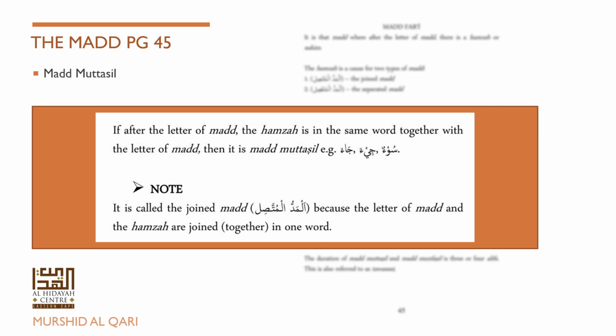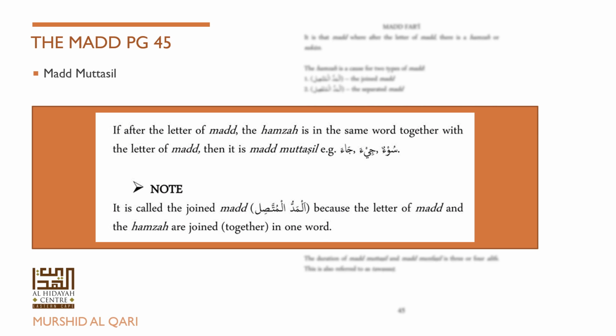If you look at ja'a, the letter of mad is the alif in ja, but following it in the same word, there is a hamza. So this hamza is a cause of a mad. And what type of mad is happening here? It is mad muttasil. Muttasil, ittisal, means to join. If you look at the note, it is called the joined mad, al-maddu al-muttasil, because the letter of mad and the hamza are joined together in one word.